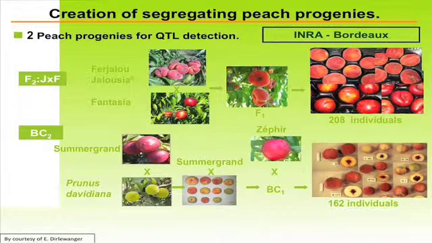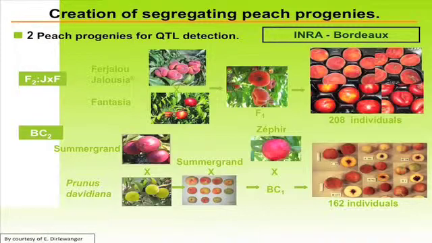So, examples of the work we are doing on apple, but we are doing about the same work on peach progenies. For peach, we are working on a second generation of this cross, Fer-Jaloux cross Fantasia. And in this second generation, we are working on 200 individuals.